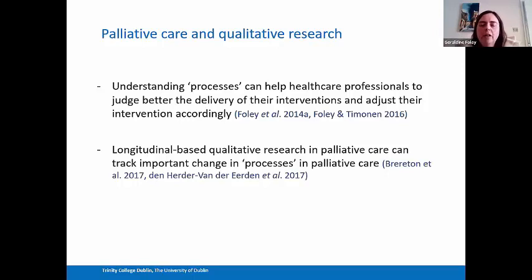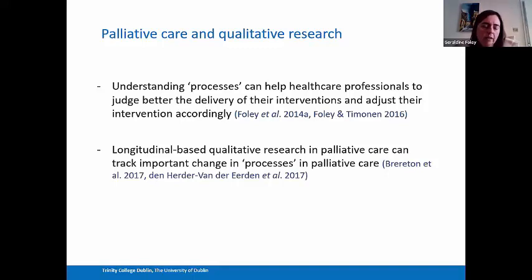Moving on to why qualitative research is useful in palliative care. As I said, we're interested in understanding what's going on, people's experiences or processes, which can help healthcare professionals judge better how we deliver interventions, whether they are the right ones, and how we adjust them to meet the service user's needs. We're interested in exploring how that happens and why it happens. We're also seeing more longitudinal qualitative research in palliative care, where we are able to track important changes in processes over time.